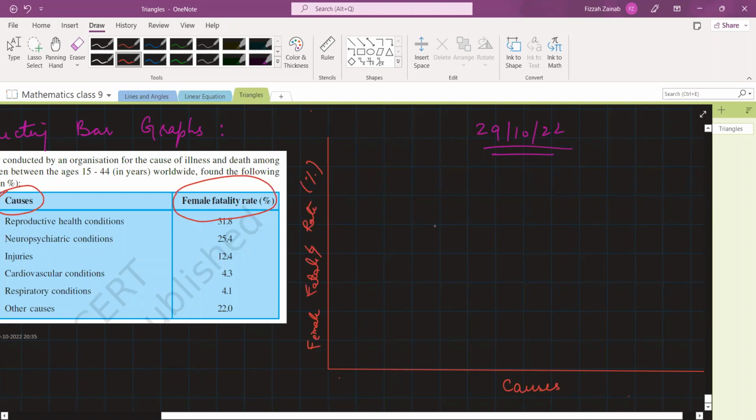Now, the second thing is you have to choose some scale. What is the scale? See, the causes are fine. They are not numbers. One cause is reproductive health conditions, second is neuropsychiatric conditions. You can just put names. But on the y-axis, you can see numbers: 31.8, 25.4, and like that. If you take 0, 1, 2, 3, 4, will you be able to plot this 31.8 on your graph paper? Do you think so?